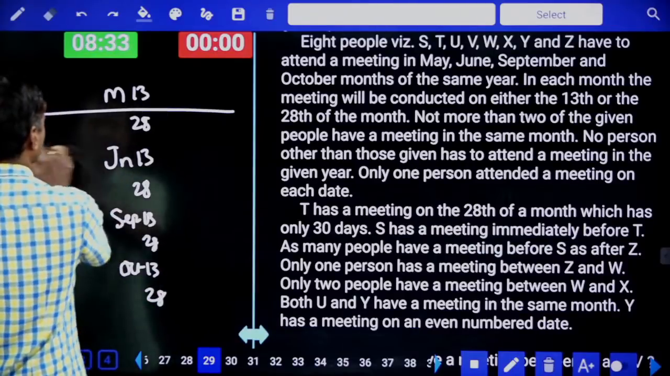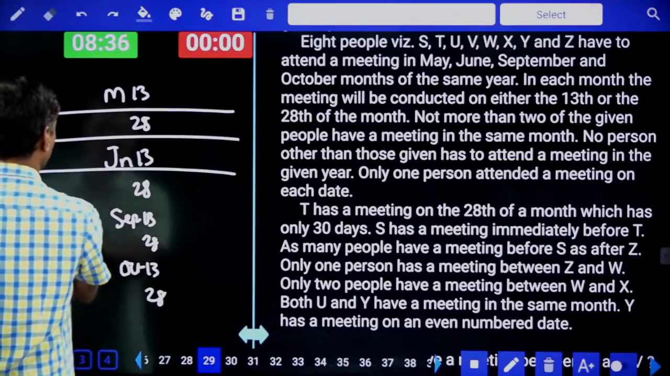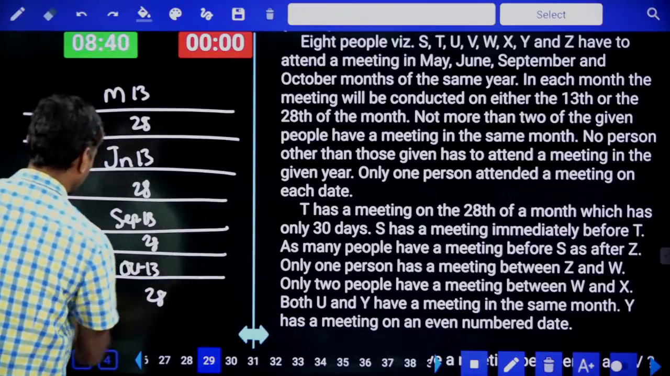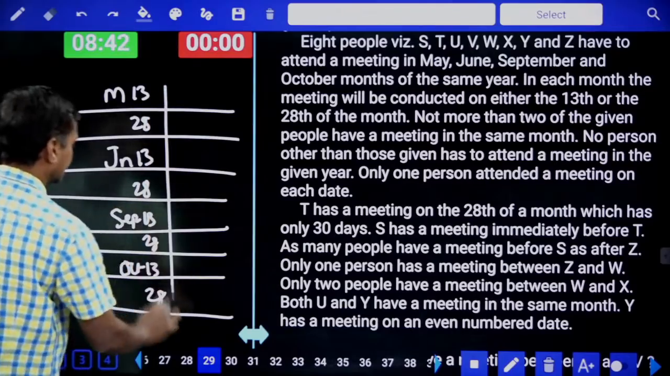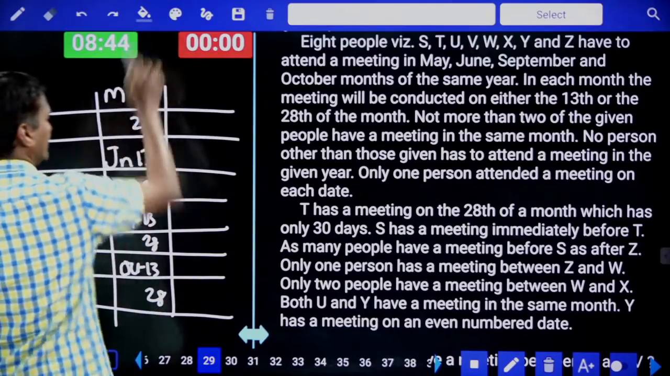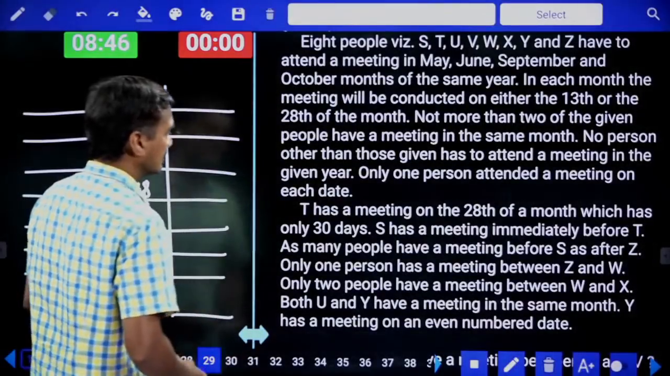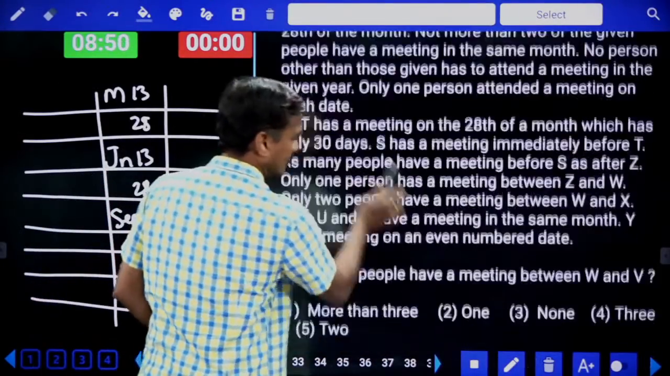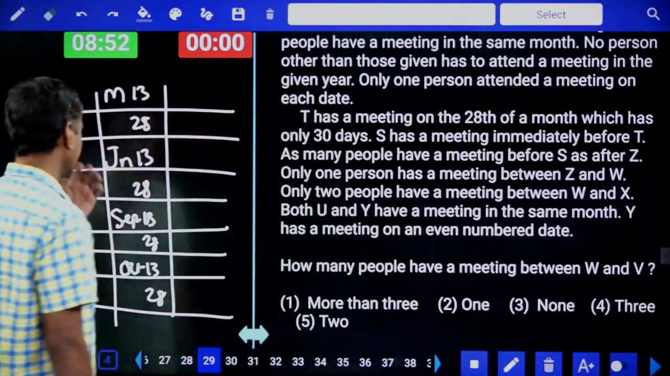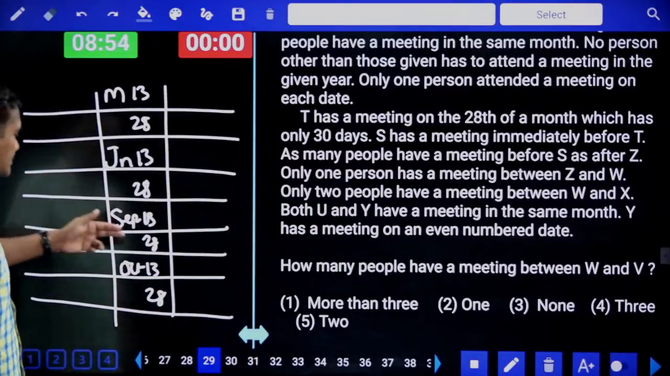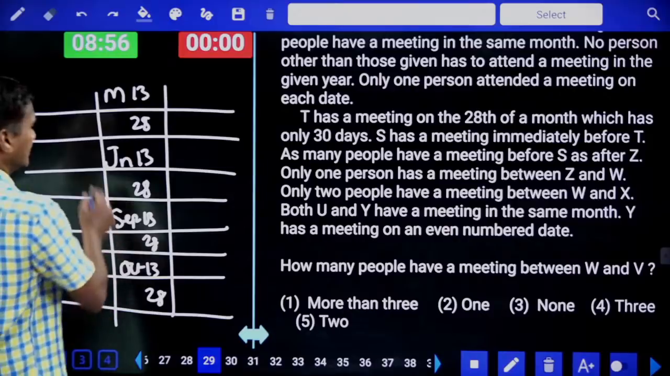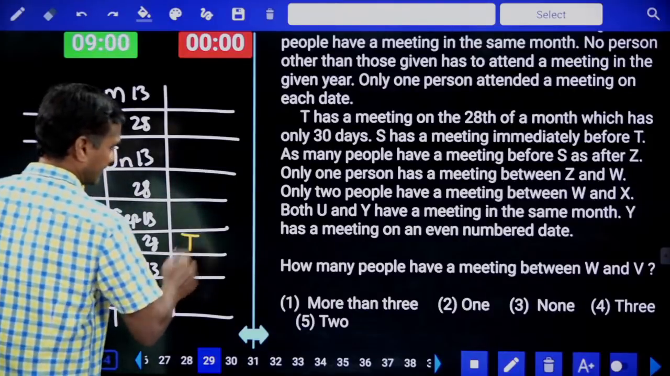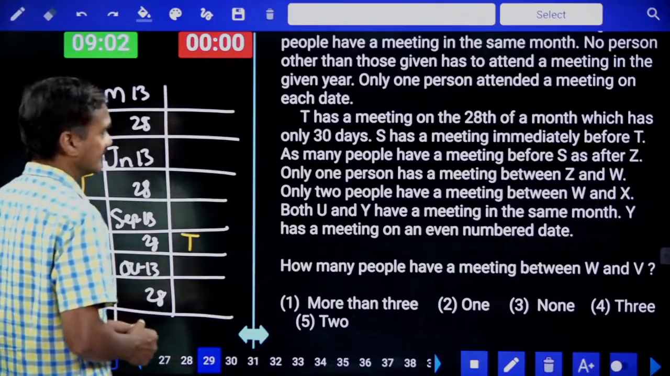Now 7 persons is clearly given. Extend the lines like this, wherein we can represent 2 possibilities simultaneously. There is no chance of doing both at once, so let us work out like this. First one, T has a meeting on 28th of a month which has only 30 days. So how many months have 30 days? Only June and September. Hence this T can be June 28th or September 28th. Hence how many possibilities? 2 different possibilities.